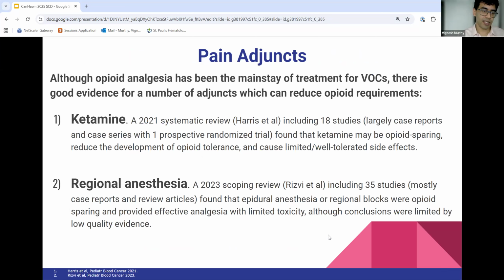And of course, there are adjuncts. There's decent evidence for both ketamine and regional anesthesia as opioid-sparing adjuncts that we sometimes use in the inpatient setting, showing that these two modalities can reduce opioid usage and are relatively well tolerated with limited side effects.